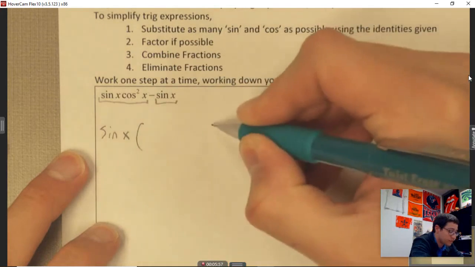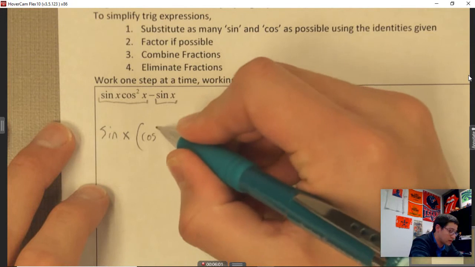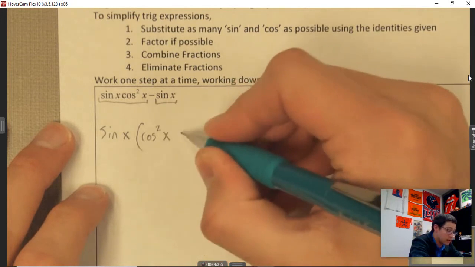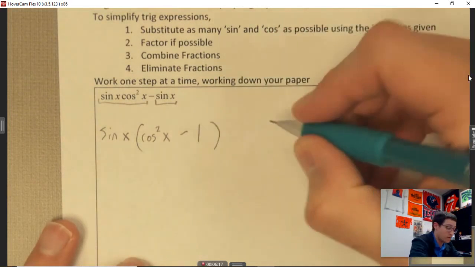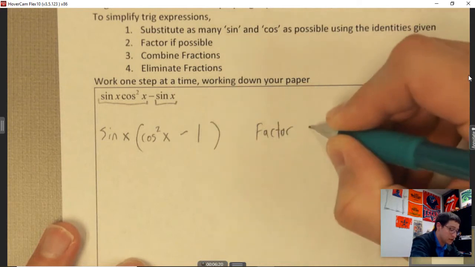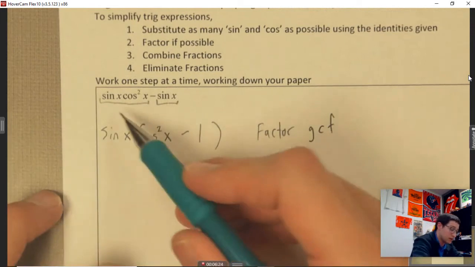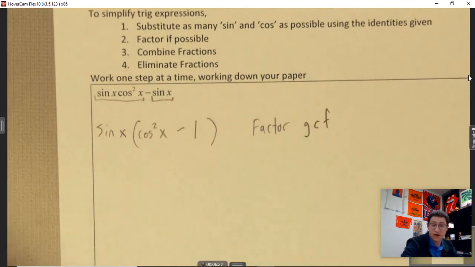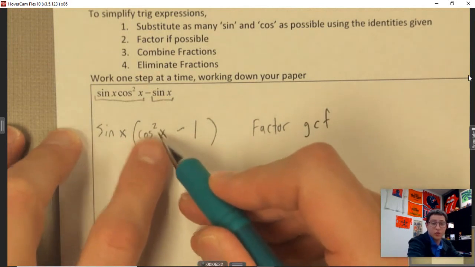Sine of x. I'm still left with two terms. I pull out the sine of x, and I'm left with cosine squared of x, and then I'm left with minus 1. When we are doing this, it's not necessary, but it's helpful if you write down the step that we just did. So from here to here, we factored out a GCF, greatest common factor. My greatest common factor between this term and this term was sine of x, and I factored it out. So now I'm left with something like this, sine of x times cosine squared of x minus 1.